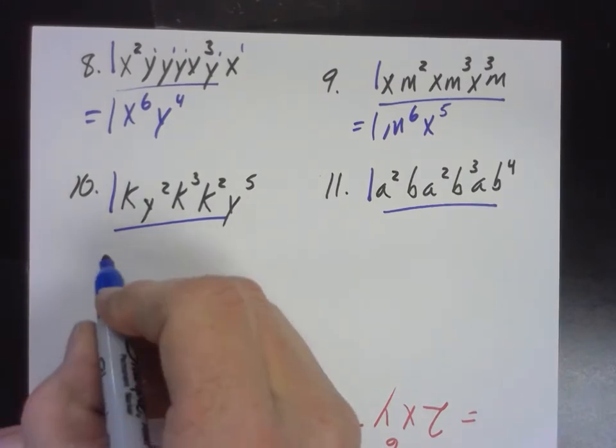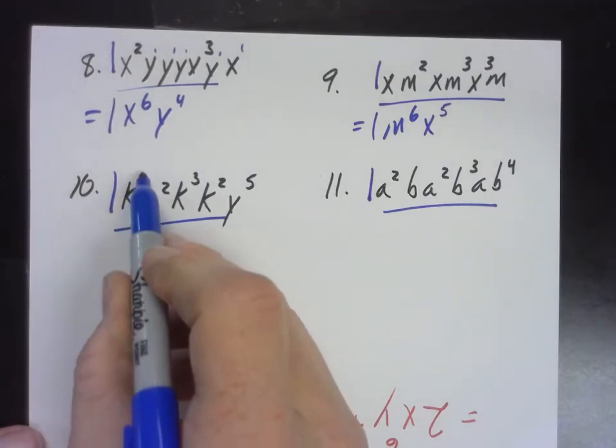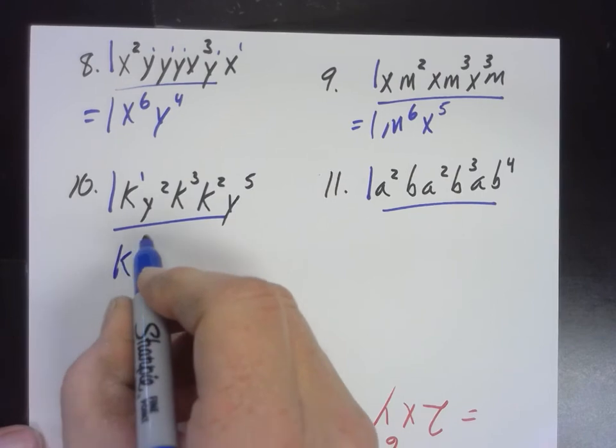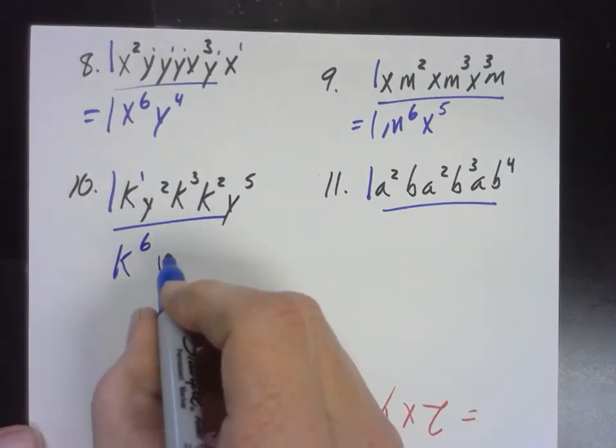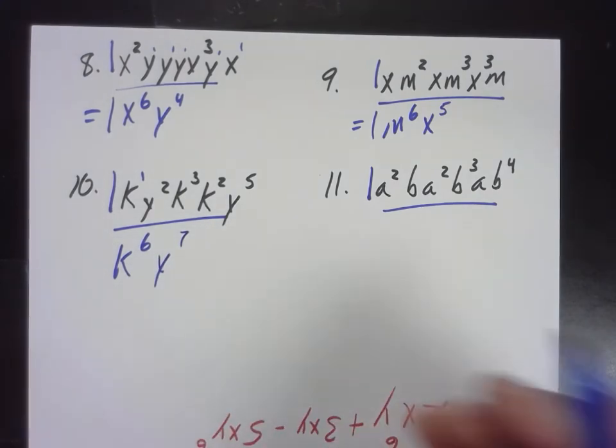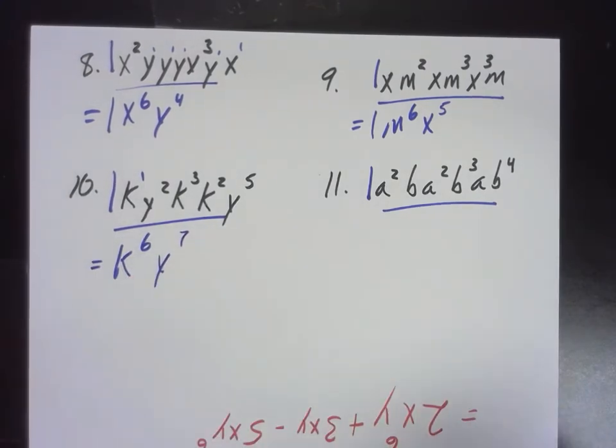Okay. Down here, k to the first times k to the third times k to the second, that's k to the sixth. And then the y's, we have 2 and 5, that's 7. So that's it. We've simplified it. You understand? We're not solving anything, we're just writing it in the simplest way.